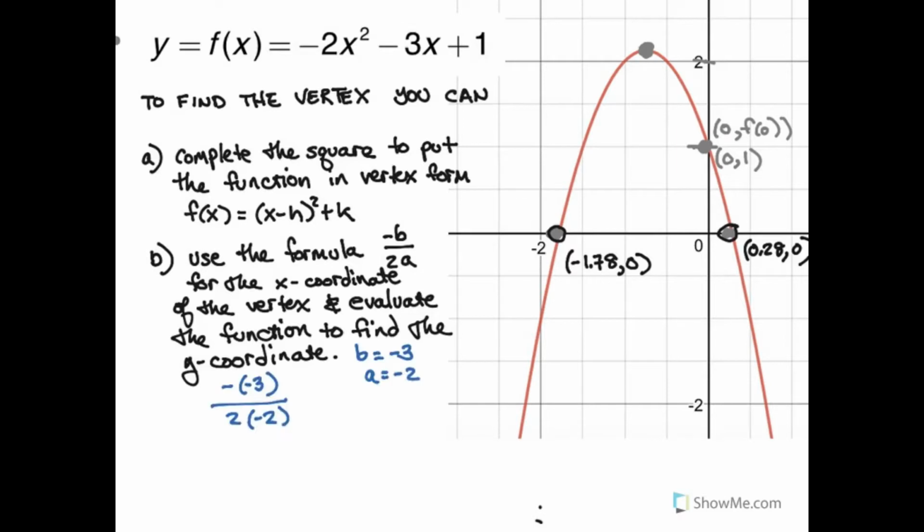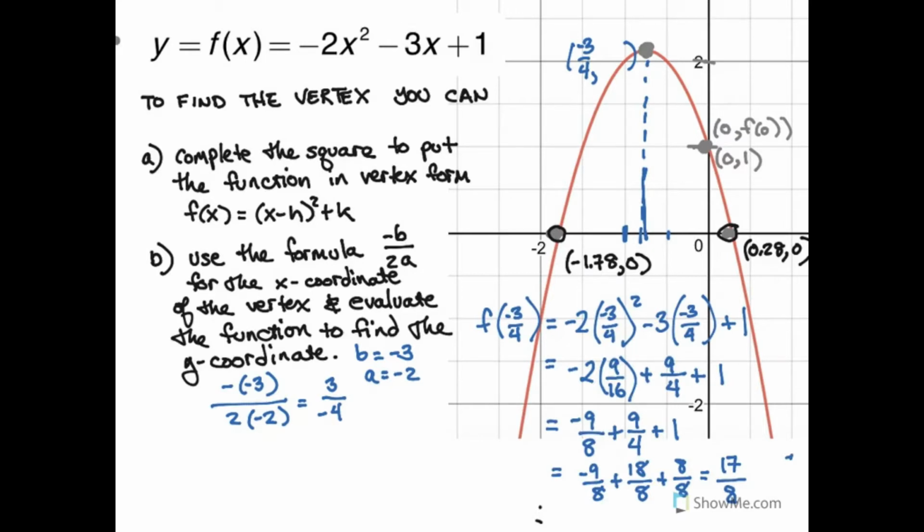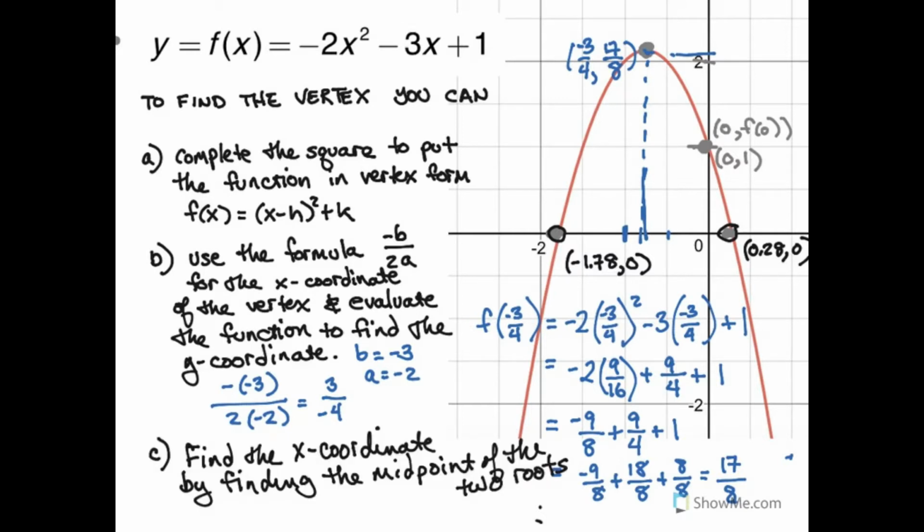Let's try that one. Negative 3/4. Does that look right in this picture? Well, yeah. If I evaluate the function at negative 3/4, I get 17/8, which is 2 1/8. And again, I see that that looks great on the graph. So 17/8 is the y-coordinate of the vertex. Now the third way, of course, is to find the midpoint of the two roots. Then I can evaluate as before.